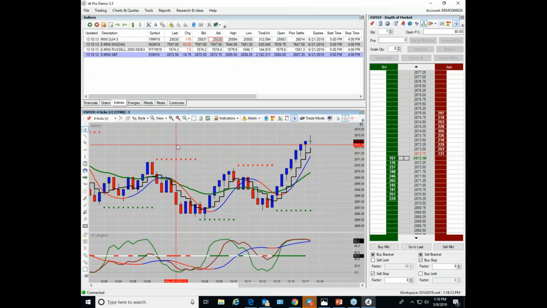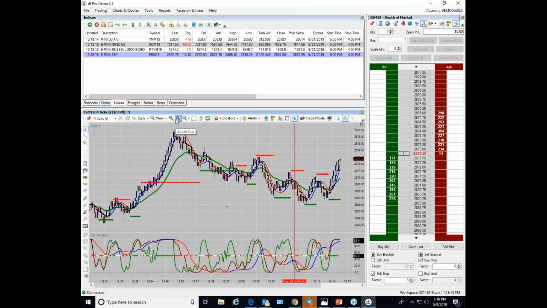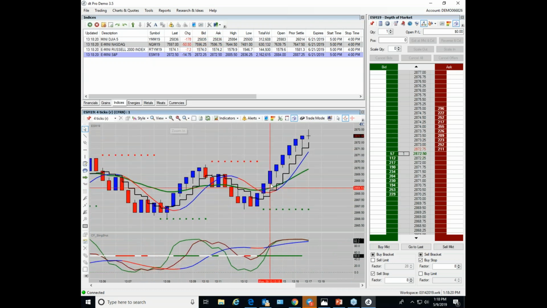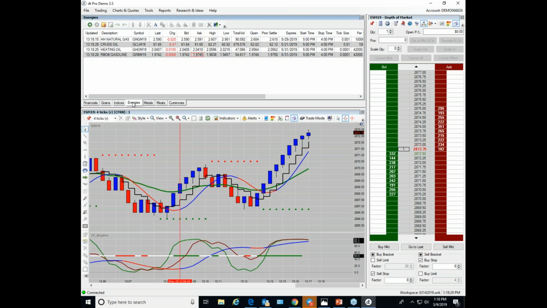So for the moment, we said the S&P is sideways, and I identified that by zooming out. But it's got step 1 in place, and so now we would be looking for step number 2, just to see what's going on. So let's table that. Let's go to crude oil.